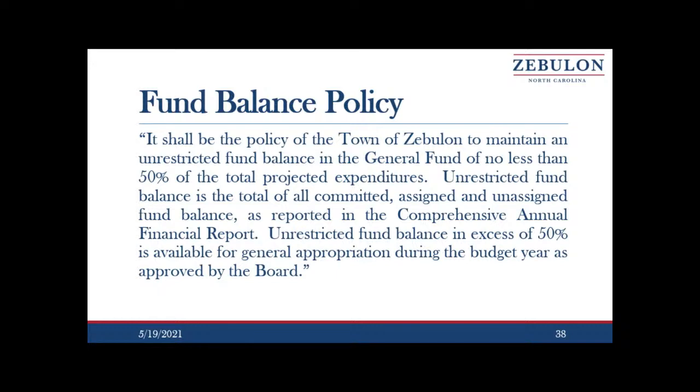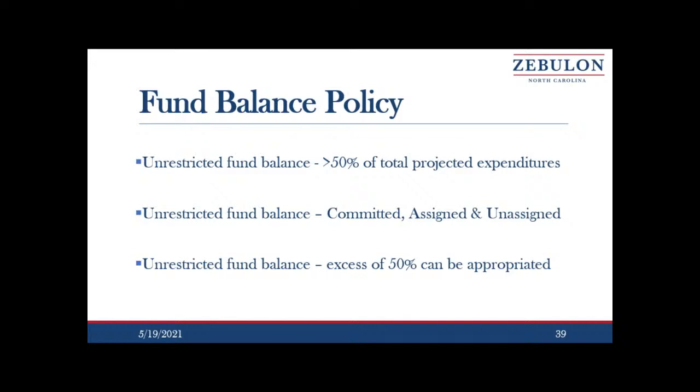Just a reminder, here is your current fund balance policy. The key component in that policy basically says your unrestricted fund balance is to be greater than 50% of your total projected expenditures. Again, that unrestricted fund balance is everything but the restricted. That's committed, assigned, and unassigned. And anything in excess of 50% can be appropriated for expenditure in that next year's budget.